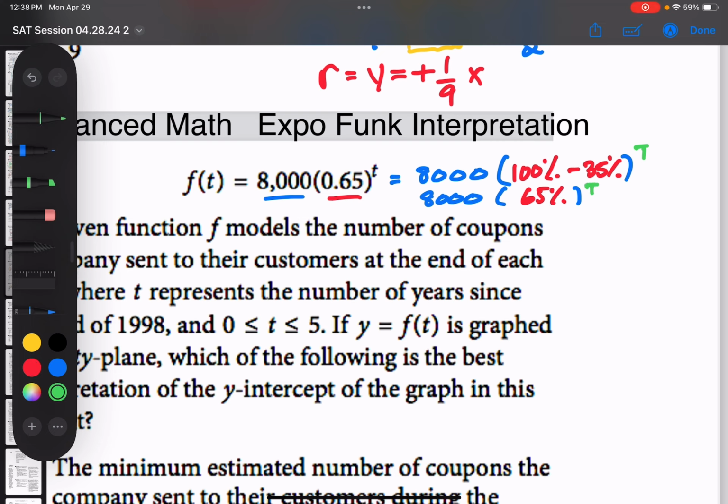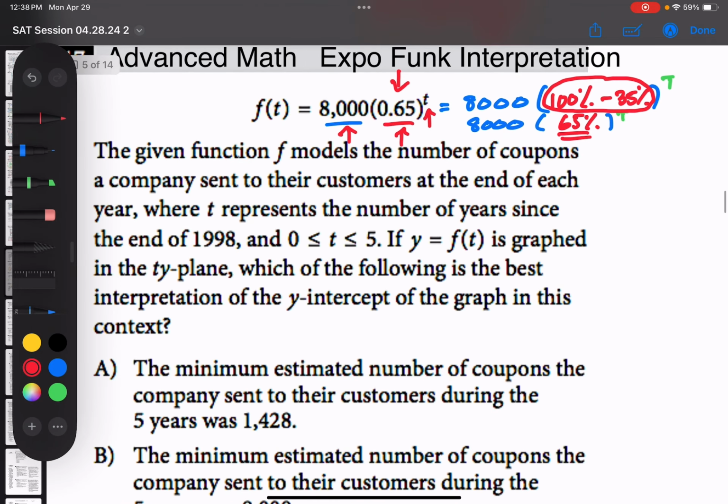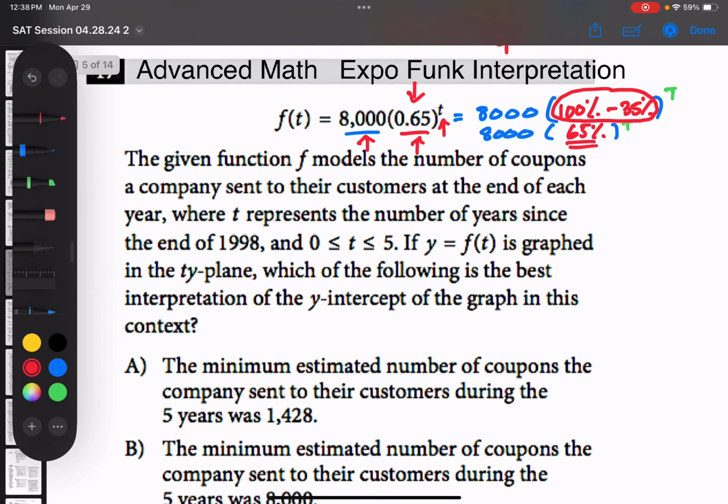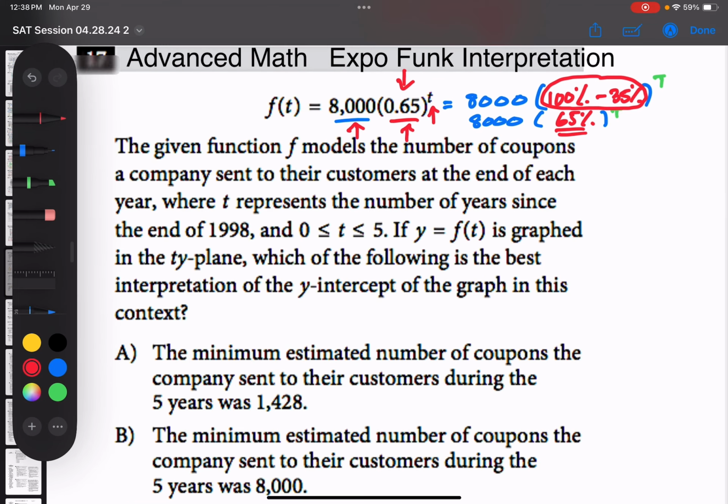And of course, what will you wind up with? You're going to wind up with a 0.65, because 65% is 0.65. We still maintain our 8,000 and we still have to our t power. So again, this 0.65 is really 100% minus 35%. So this thing is going down 35% every year over last year. That's one extra thing that I explained to you so you're familiar when you get the harder questions.